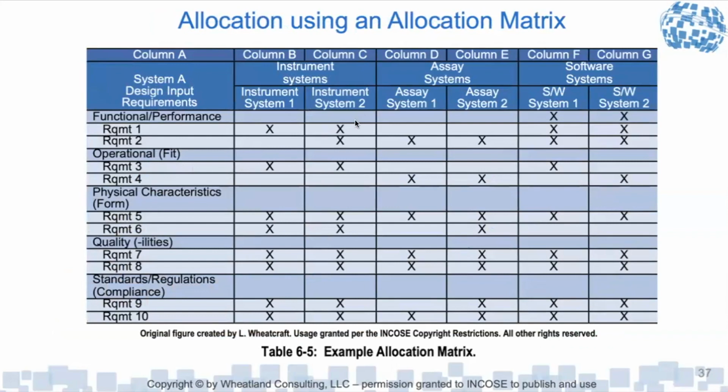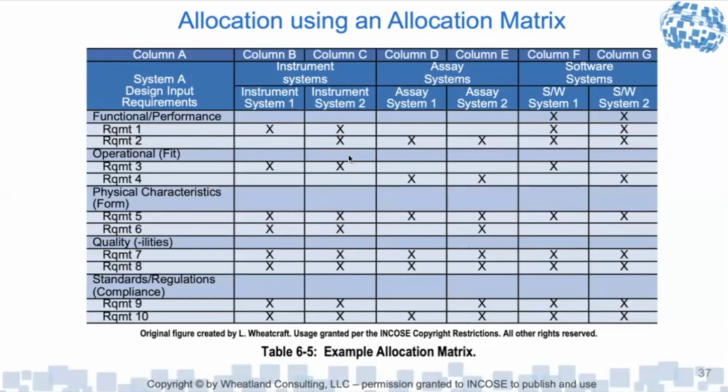You can use an allocation matrix to start with. We take each of our requirements and we look at the architecture and we put an X where we think each of those architectural elements have some kind of role in meeting that requirement. And then if your system of interest is like instrument subsystem 2, you would look through this matrix, and wherever there's an X, you know you've been allocated that requirement. So then you know you're going to have to develop child requirements in response to that.